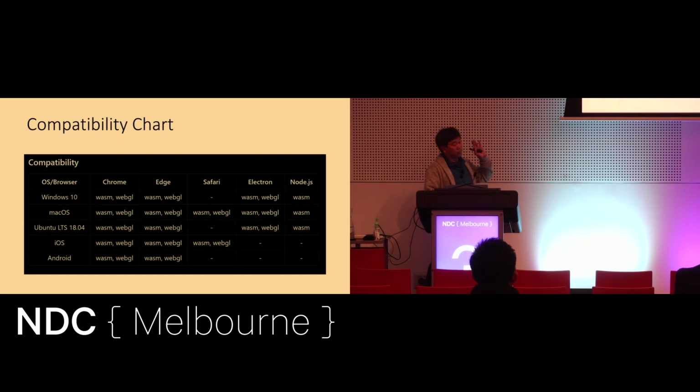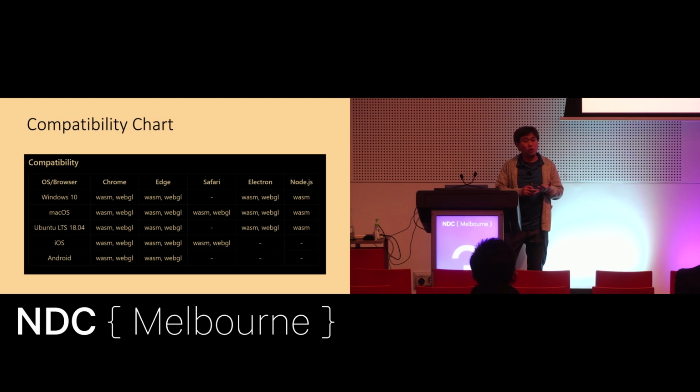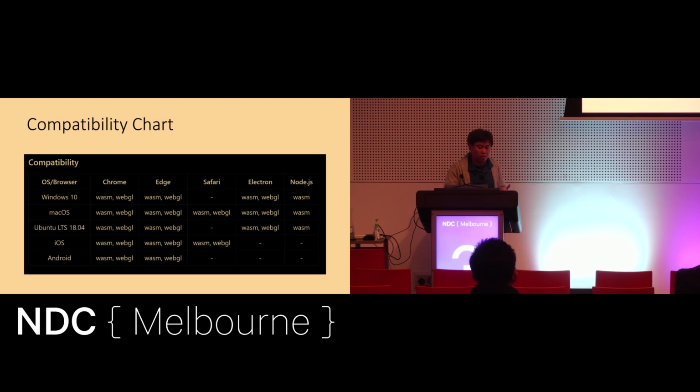So compatibility-wise, if you're going to run this in the browser, it works with Windows 10, Mac OS, Ubuntu, iOS, Android, right? Runs in Chrome, it runs on Edge, on Safari. You can use it for Electron because it's node binding, and Node.js. So for Node.js, it's using WebAssembly, but for the browser, you're going to use either WebAssembly or WebGL.